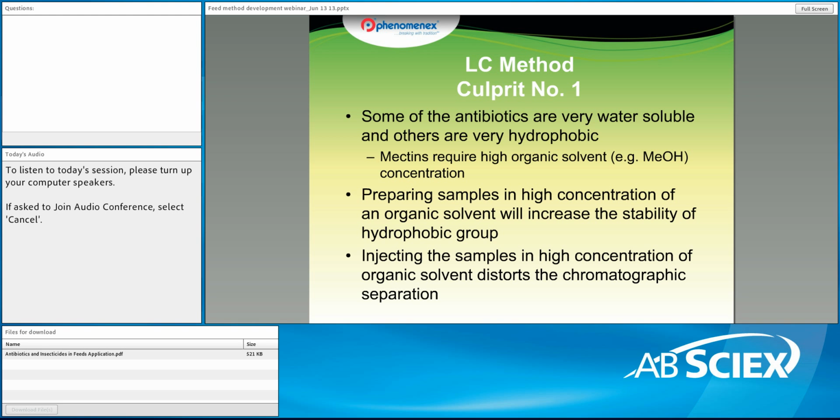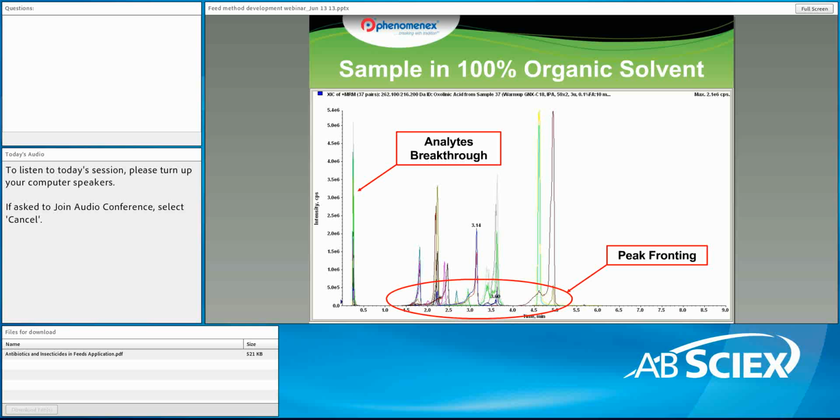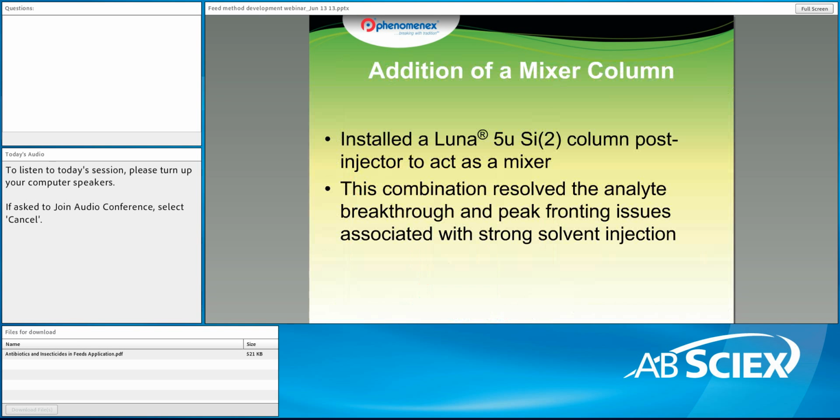Unfortunately, if you have high organic concentration in a sample, that would constitute a strong solvent on a reverse phase chromatography, and the consequence is a poor peak shape and analyte breakthrough as the analyte is injected in a plug of high concentration organic. It goes from the autosampler pretty much intact, lands on the column, and the organic solvent goes through the column and drags the analyte with it. So regrettably, we have to do something here to fix the situation.